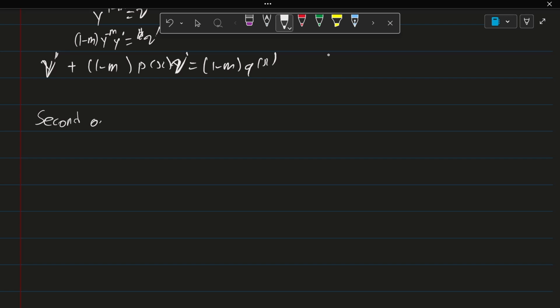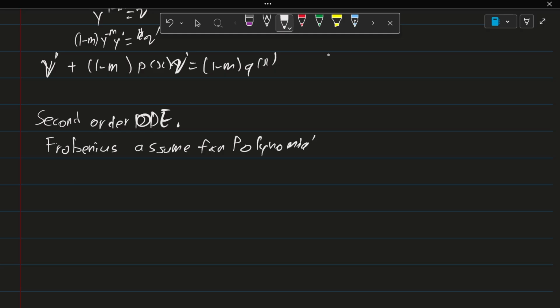The second order differential equation. Second order ODE. Let's just do the Frobenius method. So what's the Frobenius method? Frobenius method is just assuming the function is a polynomial. Assume the function is a polynomial. And this is like saying that you got your Taylor series going on.